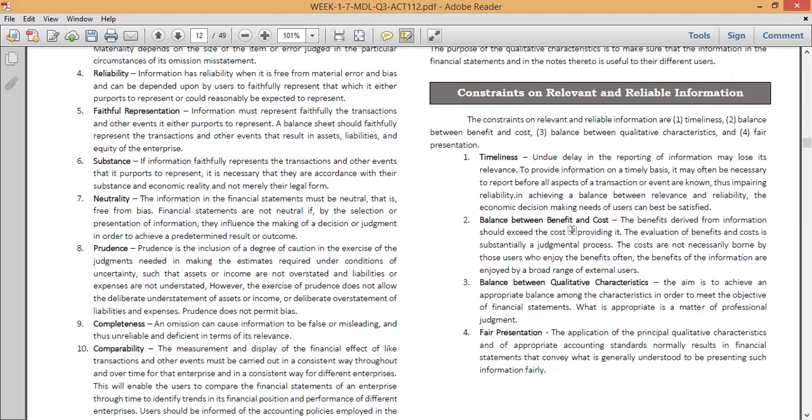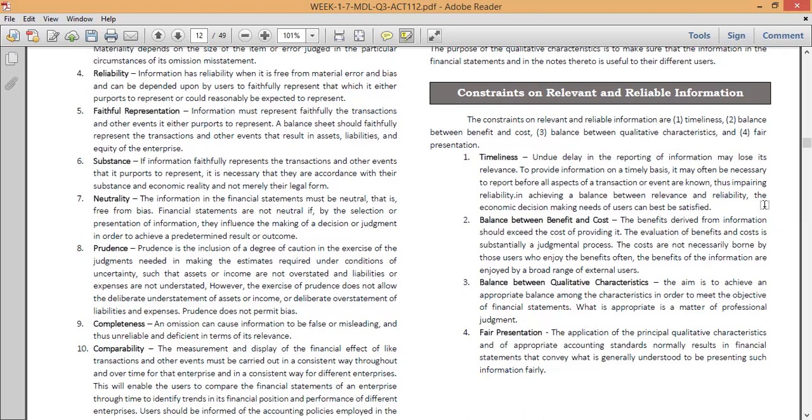Then yung balance between benefit and cost. So the benefits derived from information should exceed the cost of providing it. So the evaluation of benefits and costs is substantially a judgmental process. So dapat po yung mga expenses, benefits natin and costs na tinatawag is level lang, balance lang. Hindi tayo nag-o-over po sa costing natin and yung sa benefits natin. So, dapat po level lang.